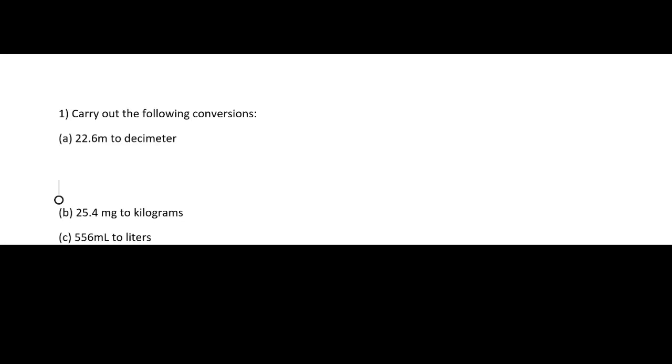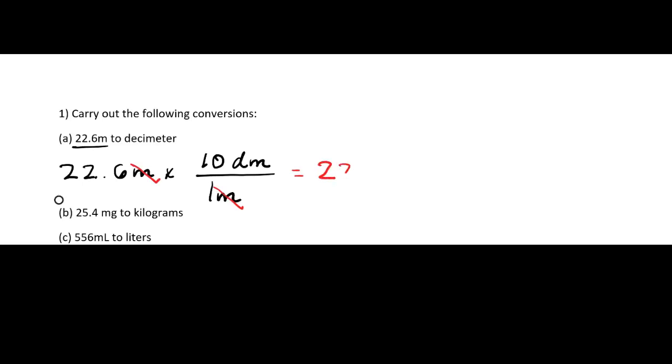In this video, we'll go over some simple conversions from one unit to another. So converting 22.6 meters to decimeters, we realize that for every 1 meter, there are 10 decimeters. So start with what you're given and be able to cancel out the units. That's the relationship between meters and decimeters.